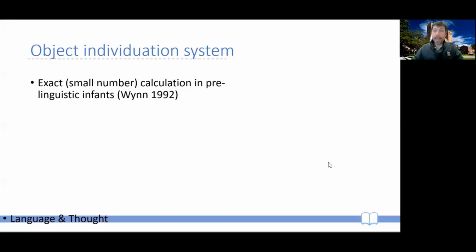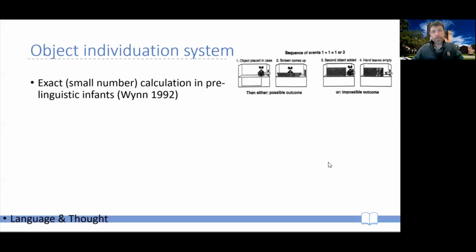Here's one example, again, in young children. It goes like this. There's a little case, and the infant is sitting in front of it. A hand comes in and brings in a little object, maybe a Mickey Mouse or a puppet or something like that. And this is in full view. Then you raise a screen so you can't see what's behind it. Then you see another hand come in with a second object, and it pushes it in all the way behind the screen. And then you can see the hand leave empty.